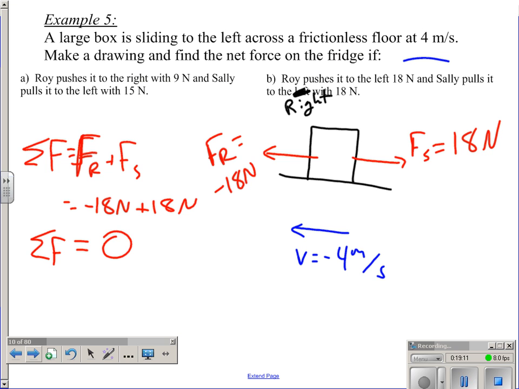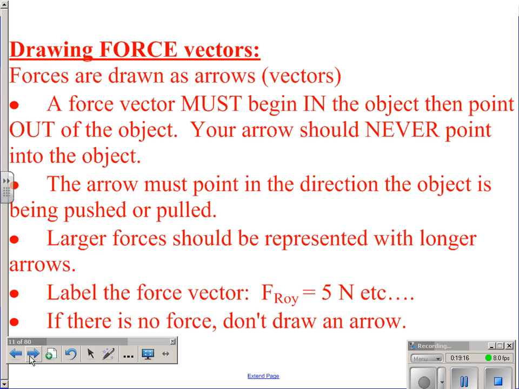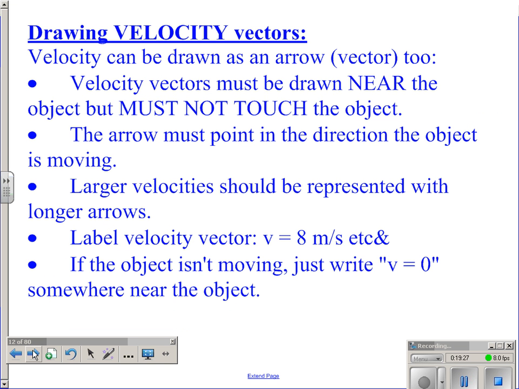All right. Now, as I went through this, I gave you guys some rules. I'm going to really quickly show you. Here are the rules for drawing force vectors. If you want to pause the video now and jot those down. I'm not going to read them because you can read. And then once you're done with that, here's the rules for velocity vectors.